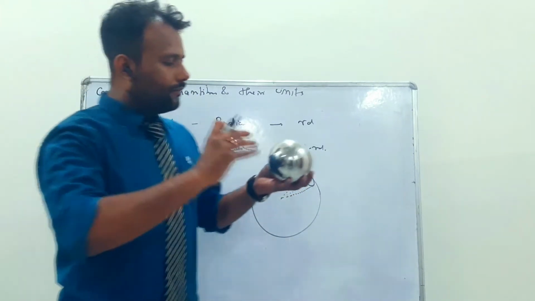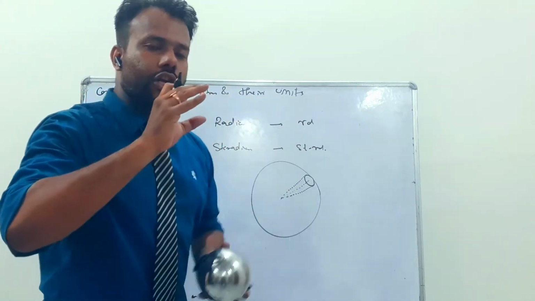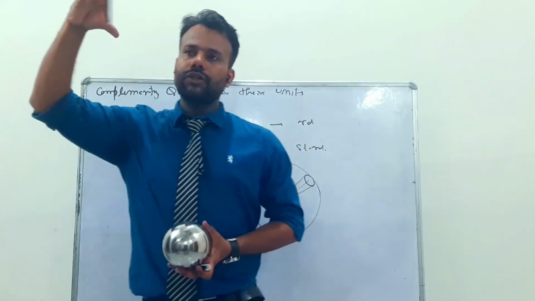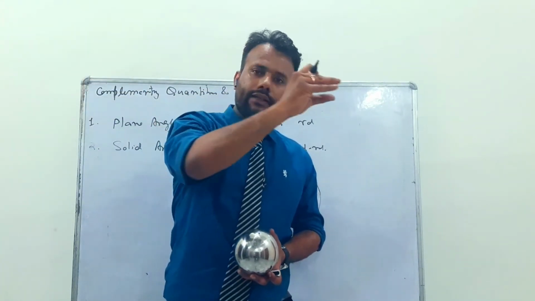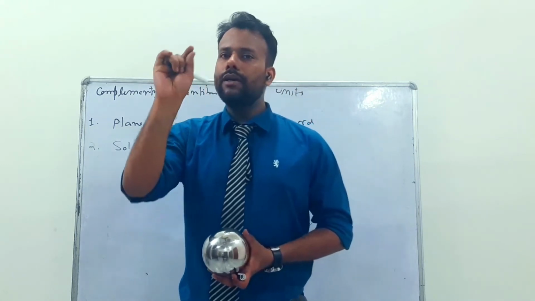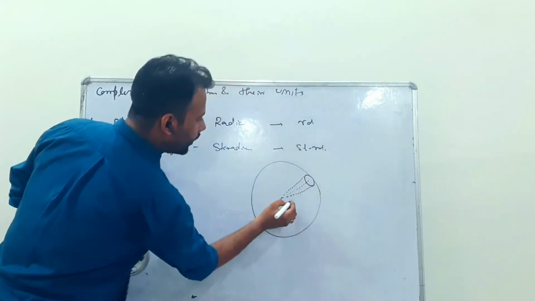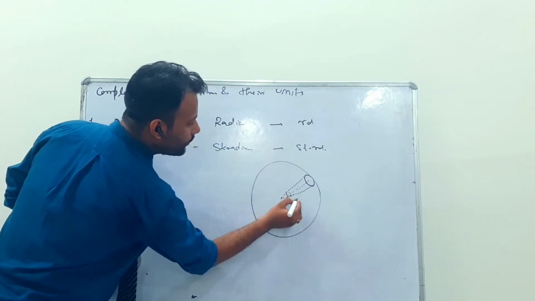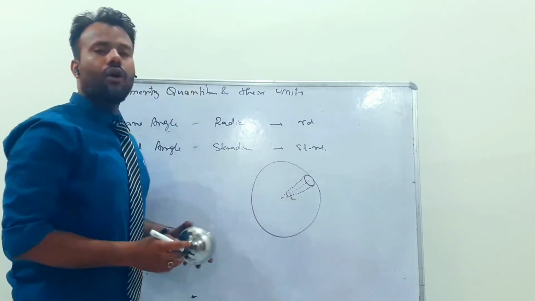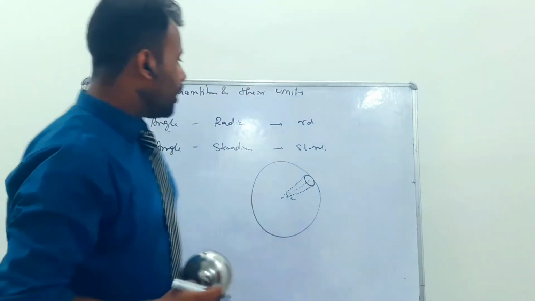Just imagine I cut this portion in the shape of a cone. From the surface to the center I am going like this. So just imagine at the center there will be a 2D angle. This one. And this angle is called the solid angle. Right? So how do we define this?